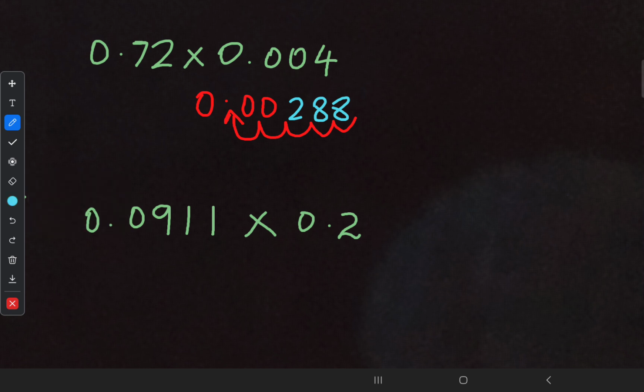Then for 911 into 2, that is 1822. Here there are 4 digits and there is a digit. So totally 5 digits. 1, 2, 3, 4, 5. Okay, here we can fill up these blanks by using zeros. This is the way you have to multiply the numbers which are less than one in decimal occurrence.